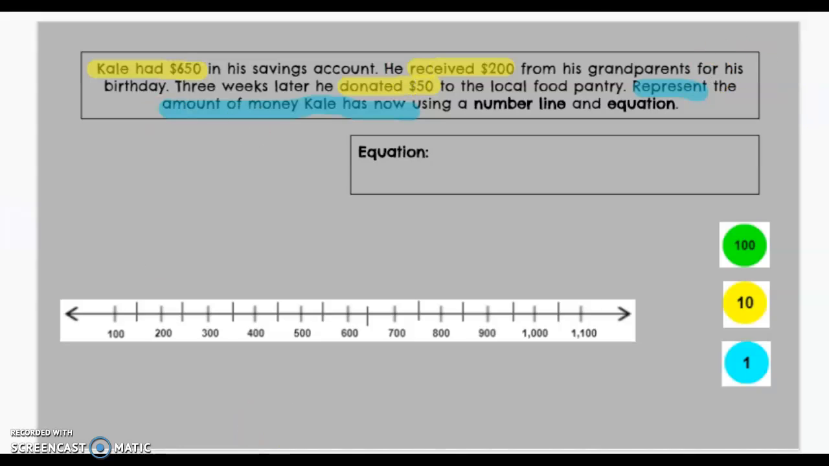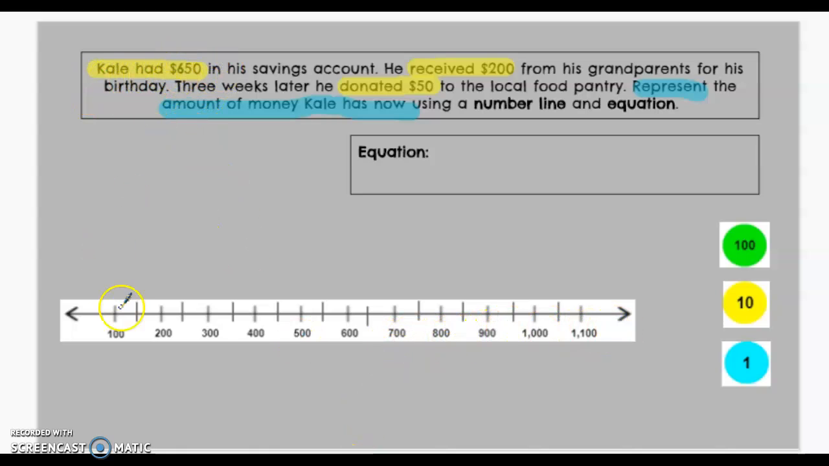So I'm going to use my number line, and I'm going to use my jumps, okay? Let's look at this number line down here first. 100, 200, 300, 400, 500, all the way to 1100. The middle tick marks are going to be in increments of 50. So 100, 150, 200, 250, 300, 350, 400, 450, 500, 550, 600, 650, all the way down, okay?